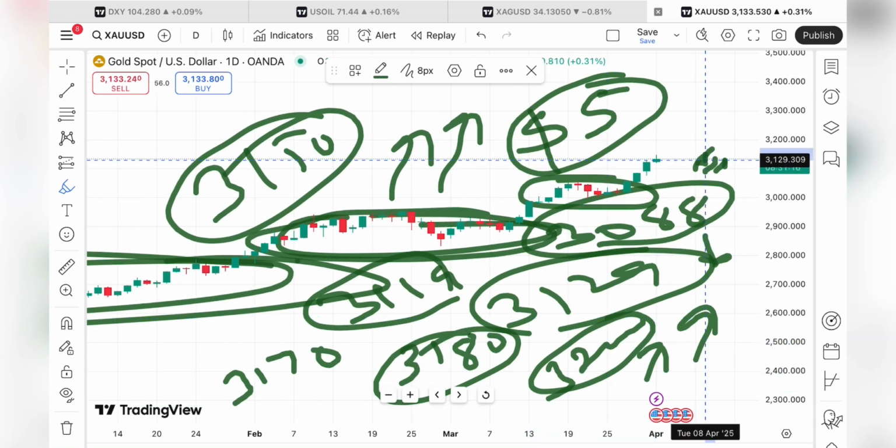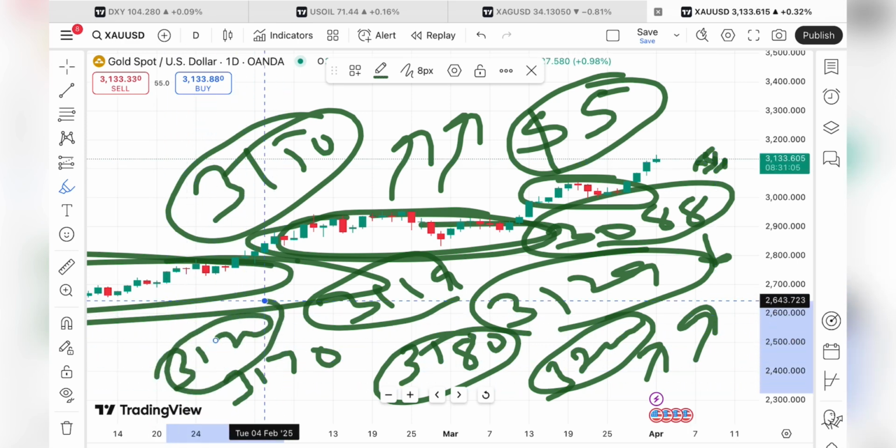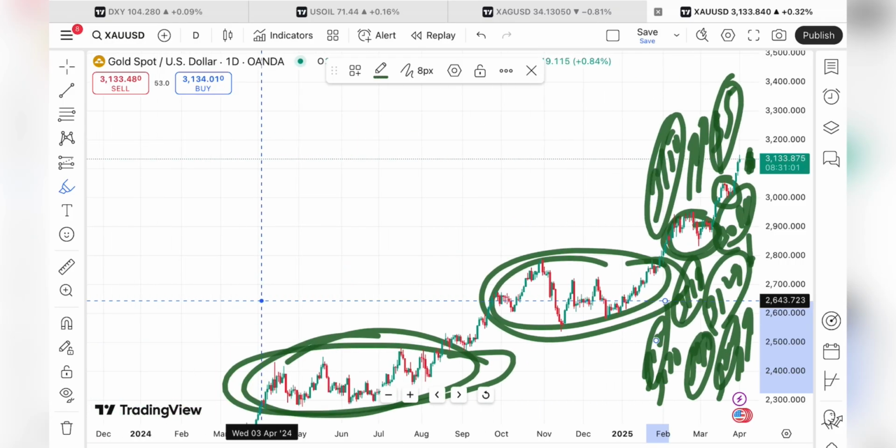But if the price starts falling below the next support, that is 3127, a further fall we can see, and it can touch today's low, that is 3120. Once it starts falling below this level, a further fall we can see.